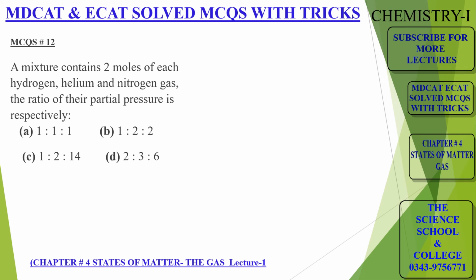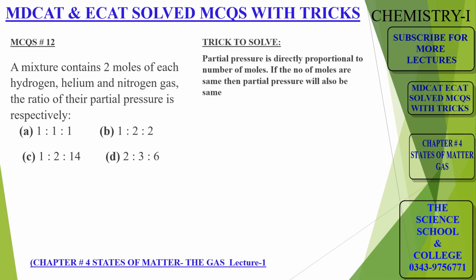MCQ number 12: a mixture contains 2 moles each of hydrogen gas, helium gas and nitrogen gas. The ratio of their partial pressures is respectively: option A, 1 is to 1 is to 1; option B, 1 is to 2 is to 2; option C, 1 is to 2 is to 14; and option D, 2 is to 3 is to 6.